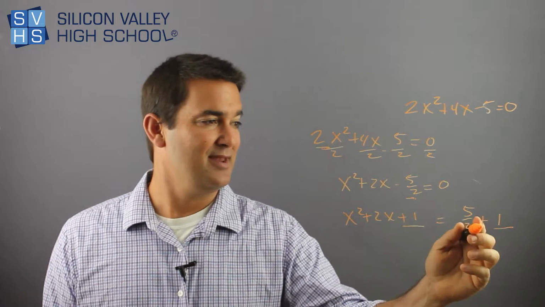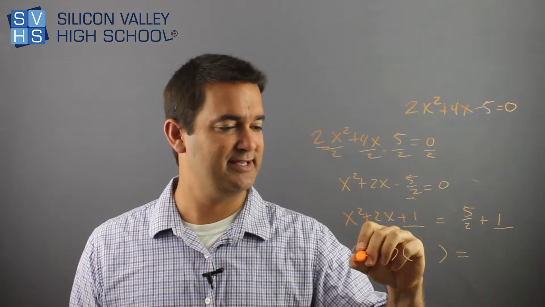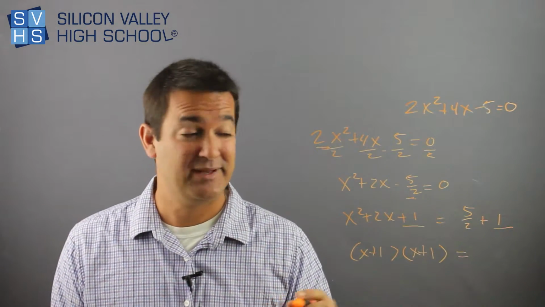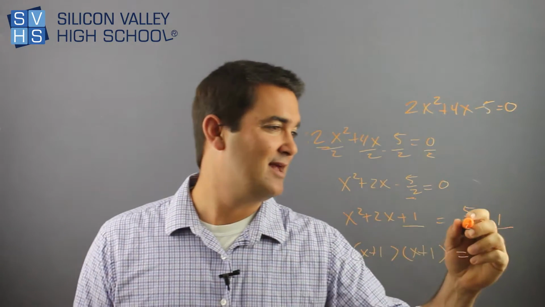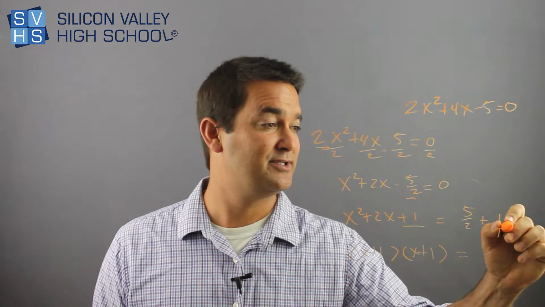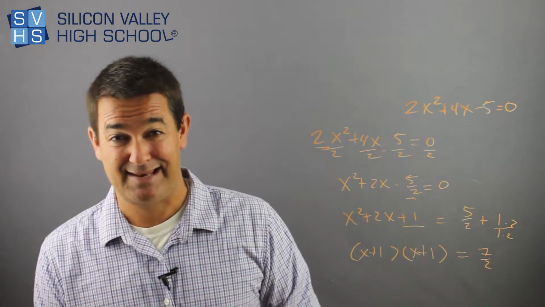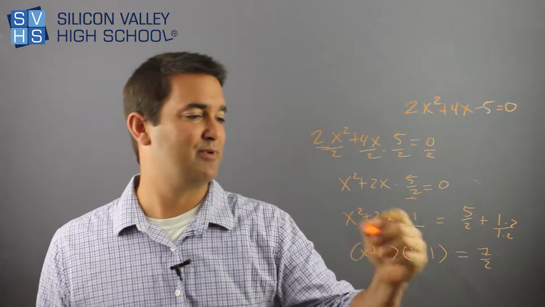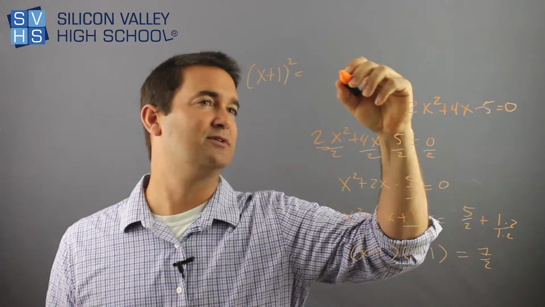So, next step here, I take this. Remember, I'm going to factor that. This one's pretty easy. X plus 1, X plus 1. Not an accident that they're identical. That happened because I chose a specific value, which was half that squared. Now this guy, 5 over 2 plus 1, let's change this, over 2, over 2. This looks like 7 over 2. Even I admit, even the math nerd admits this is looking pretty lame, but it'll work. So now, let's bring it up top. So now I have x plus 1 squared equals 7 over 2.